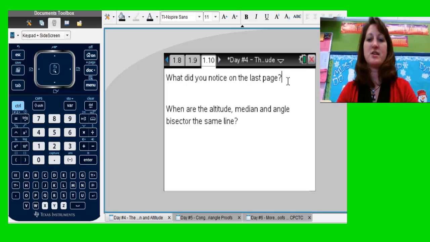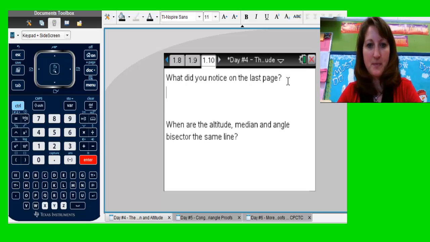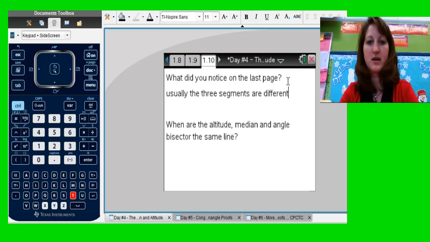Okay, so what did you notice on the last page? Usually the three segments are different, and then when are they the same? They're the same when you have an isosceles triangle.